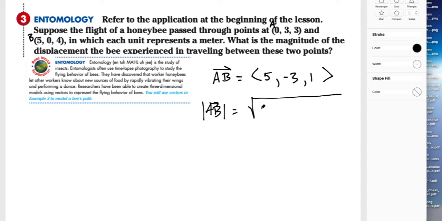So 5 squared is 25, plus negative 3 squared, which is 9, plus 1. So 25 plus 9 plus 1 is 35. So the answer is the square root of 35. That's the magnitude, and that's in meters as they mentioned. And so that's going to be somewhere close to 6, like 5.8, 5.9. I think 5.8 might actually be closer. Okay, 5.9.